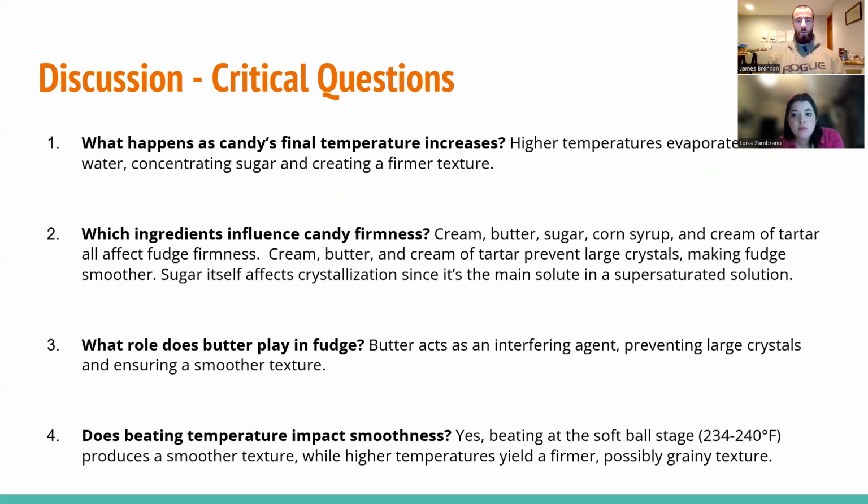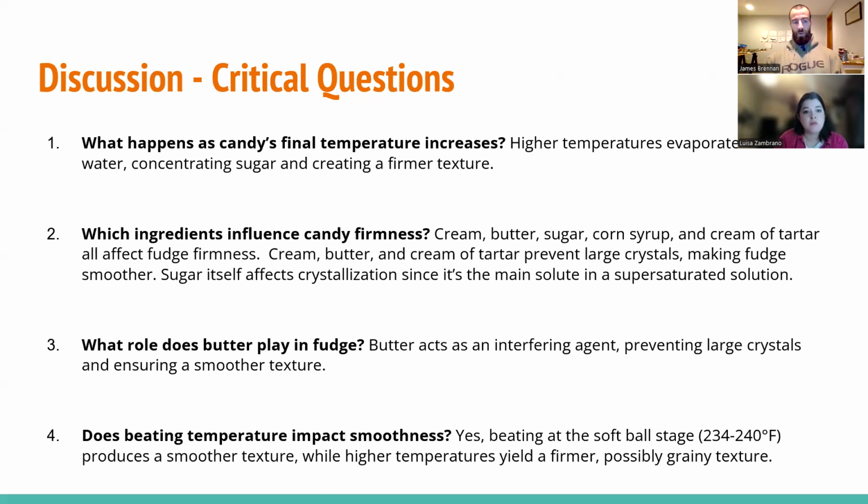So our discussion, we use the 4 critical questions that were presented to us. The first critical question asked, what happens as candy's final temperature increases? So as the final temperature is increasing, there's a higher evaporation rate. So with more evaporation, we have a higher loss of water, which is going to have the sugar staying behind, yielding a higher concentration of sugar, thus yielding a firmer texture.